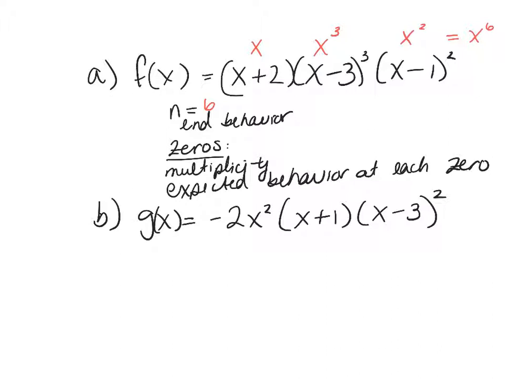To determine the end behavior, I need to also look at my leading coefficient. I get a 1x from the first factor, 1x cubed in the next factor, and 1x squared in the next factor. So I end up with a leading coefficient of 1, so my a sub n is greater than 0. So my end behavior is, as x goes to negative infinity, my function will be going up to positive infinity. As x goes to positive infinity, my function will be going to positive infinity as well.